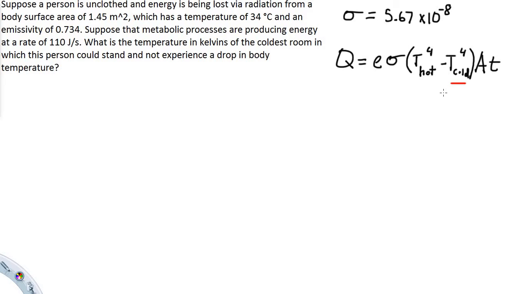So what I'm first going to do here is algebraically solve for this variable here. So what we're going to do is divide the emissivity, this sigma symbol, the area, and the time under Q. So what it's going to look like, I'm just going to rearrange this so we have the variable that we're solving for on the left.